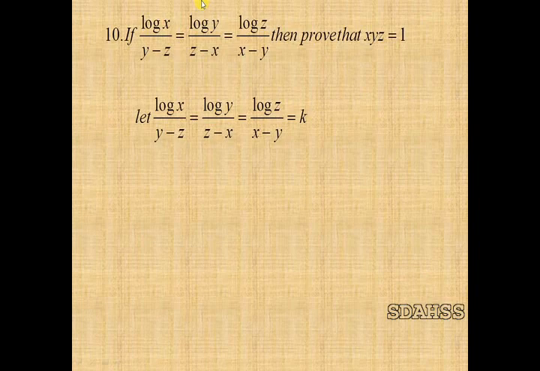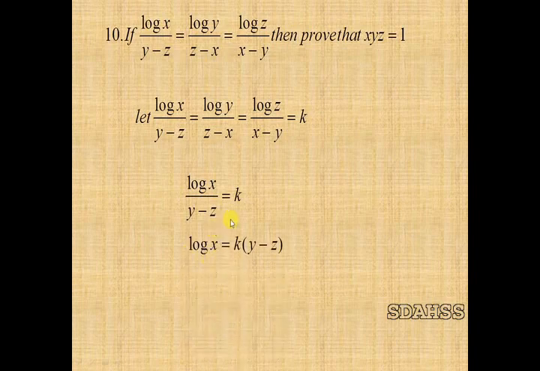Let log x by y minus z is equal to log y by z minus x is equal to log z by x minus y is equal to k. Let us assume the given equation be k. Then equating log x by y minus z is equal to k. Cross multiply. Log x is equal to k into y minus z.